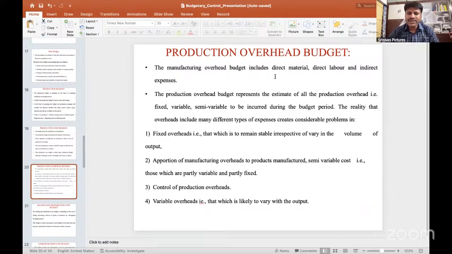Fixed overheads remain stable irrespective of the volume of output. So fixed overheads are unchanged and constant, a portion of manufacturing overheads. Semi-variable costs are those which are partly variable and partly fixed. That is called semi-variable. Then, for controlling production overheads, variable overheads are those which vary with the output. When the output changes, the variable overheads automatically change. It is linked with the fluctuation of output.